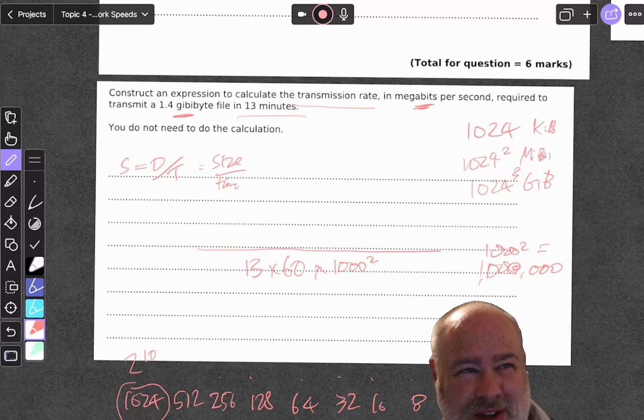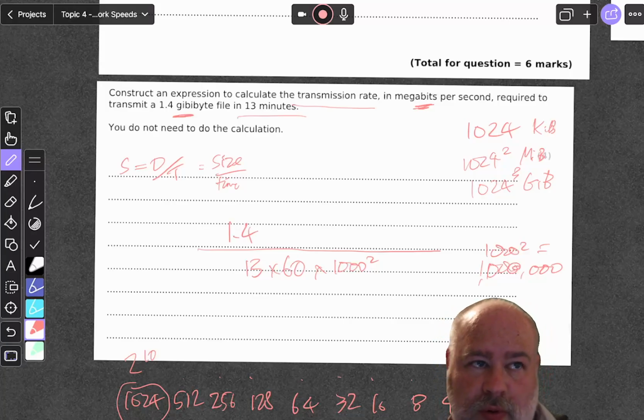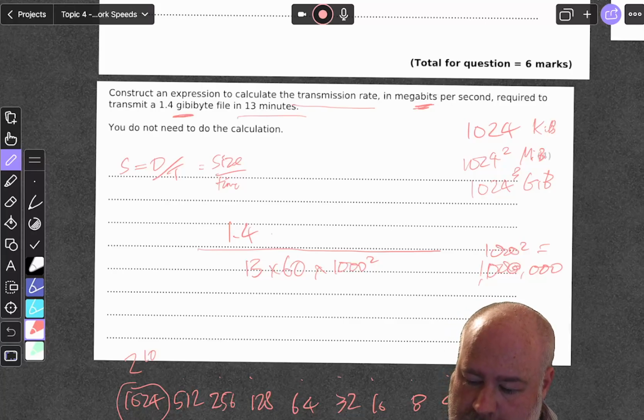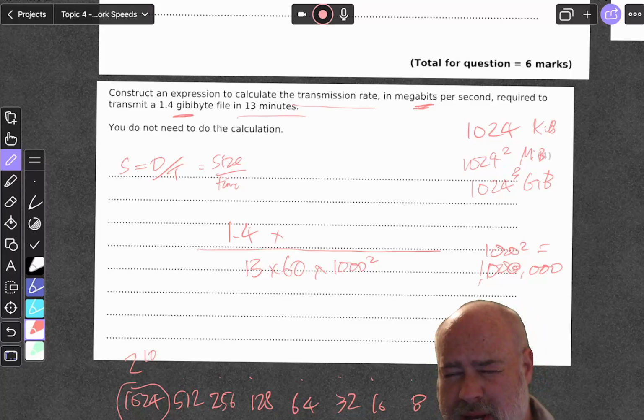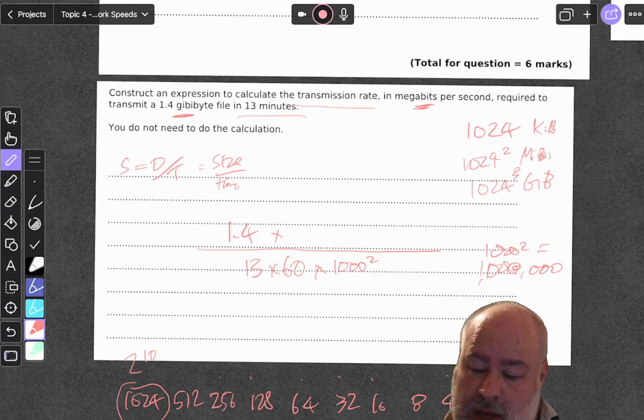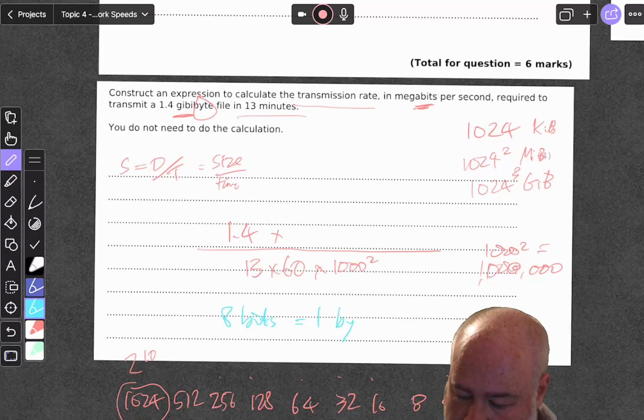And then we want the size of the file. Okay, so what's the size of the file? It's definitely 1.4 times something. 1.4. And we've got to be careful here because remember the transmission speed wants bits, not bytes. So we're just going to deal with the byte part for a minute. There are 8 bits. 8 bits equals 1 byte.